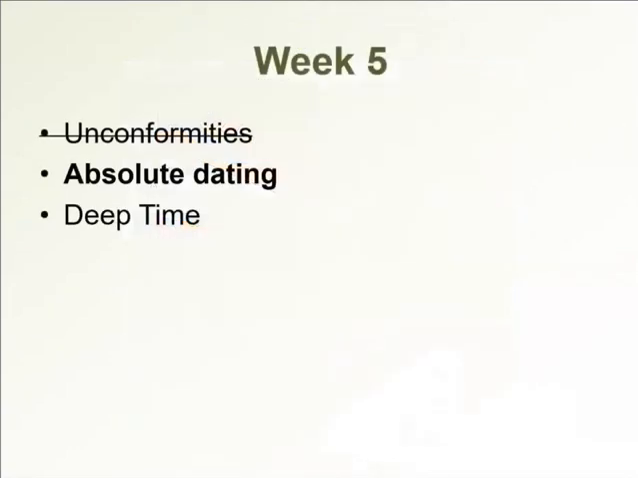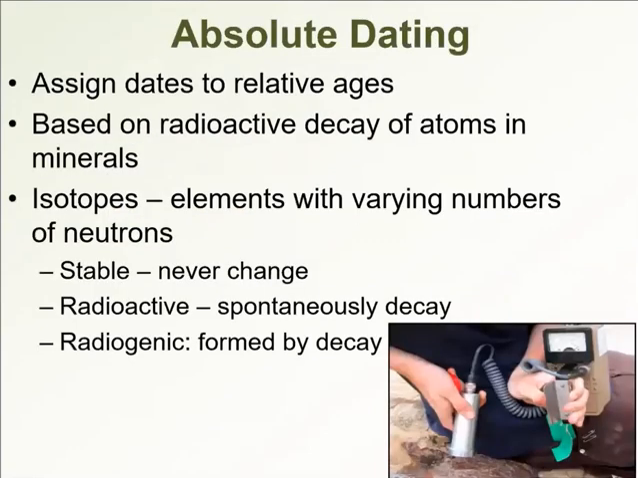All right, so absolute dating. Absolute dating is where we give an actual date and an actual time to events. We do this normally with radioactive decay of atoms in minerals. This is where isotopes, which are elements with varying amounts of neutrons, are important. We can have stable isotopes, which just remain the same. They don't change. We can have radioactive isotopes.